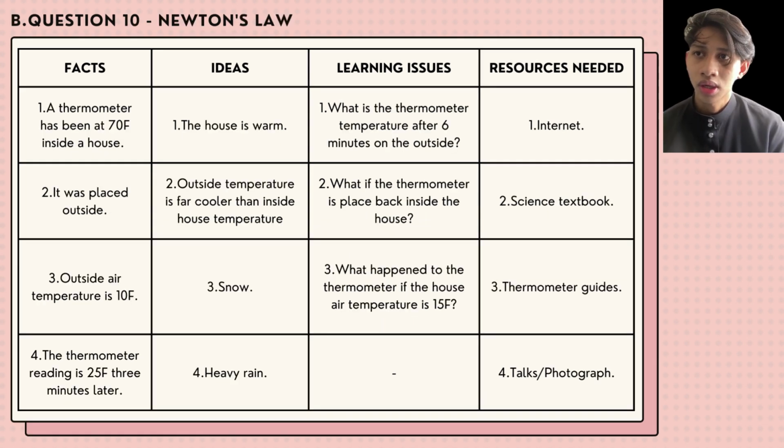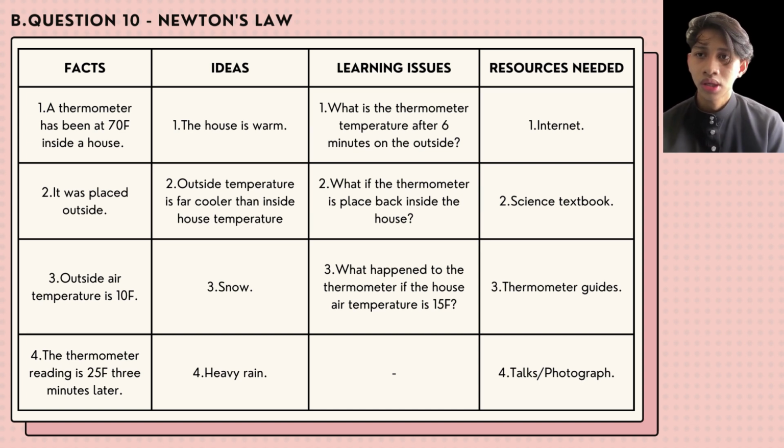So for the question, the fact is a thermometer has been at 70 degrees Fahrenheit inside the house. The second one, it was placed outside. The third one is outside temperature is 10 degrees Fahrenheit, and the thermometer reading is at 25 degrees Fahrenheit 3 minutes later. The idea from this problem is the house is warm. Outside temperature is far cooler than inside house temperature, and snow, also heavy rain as well.